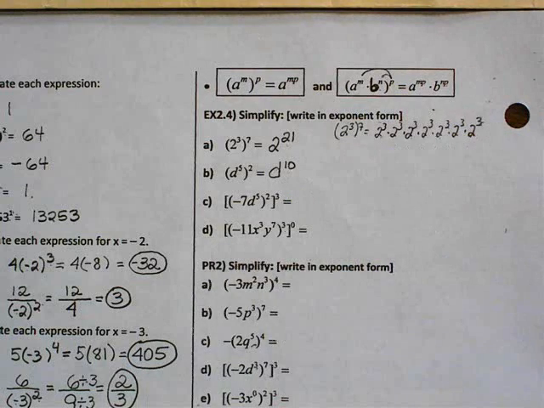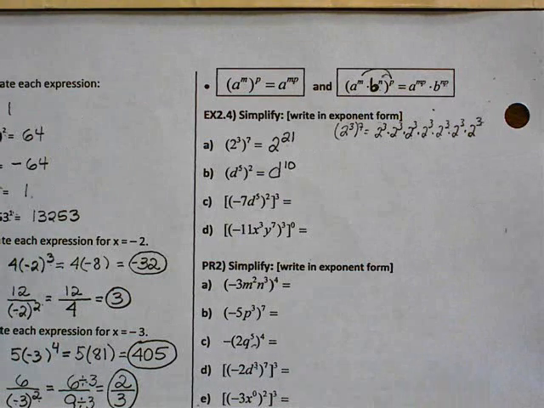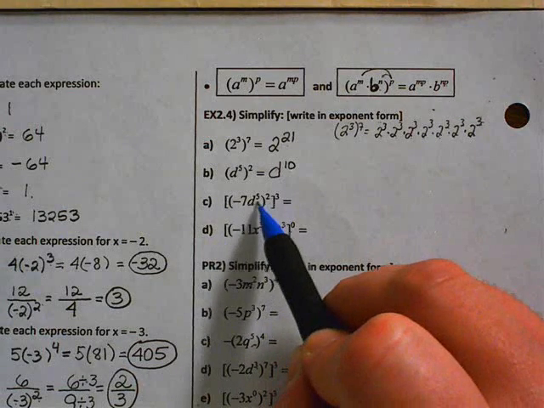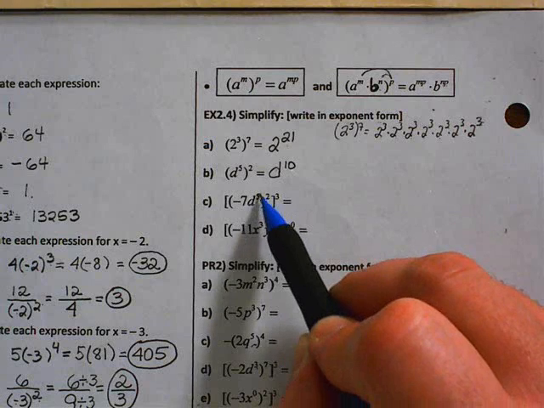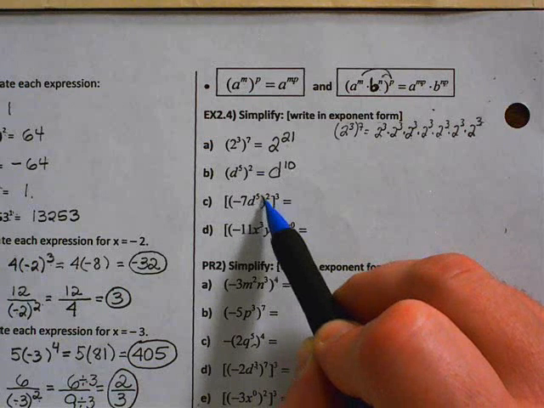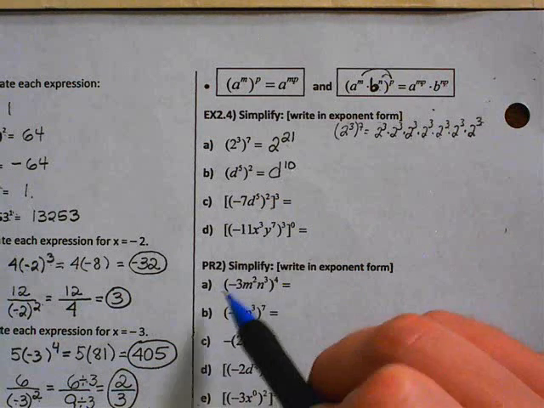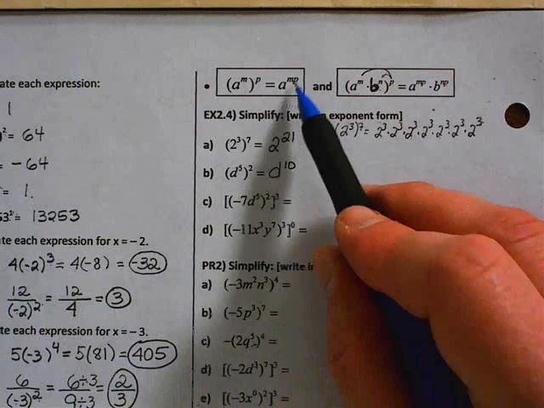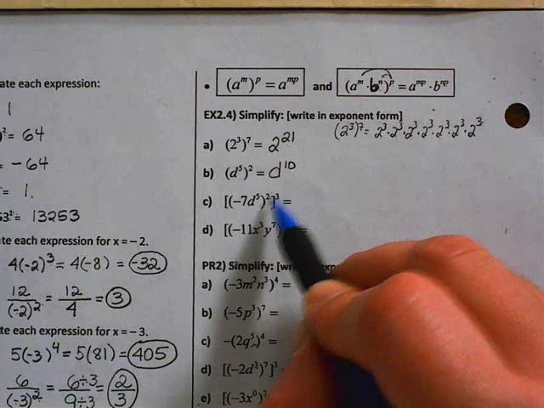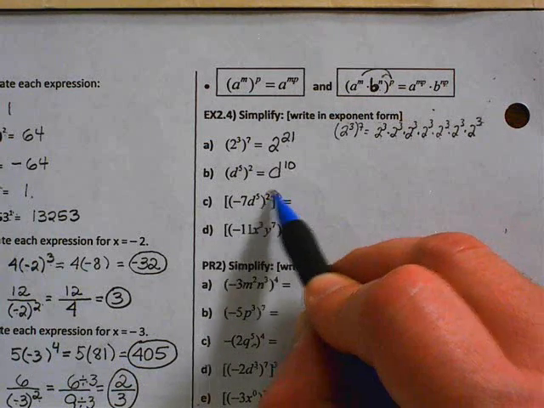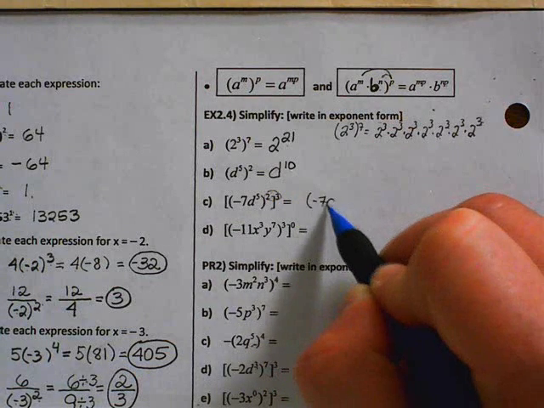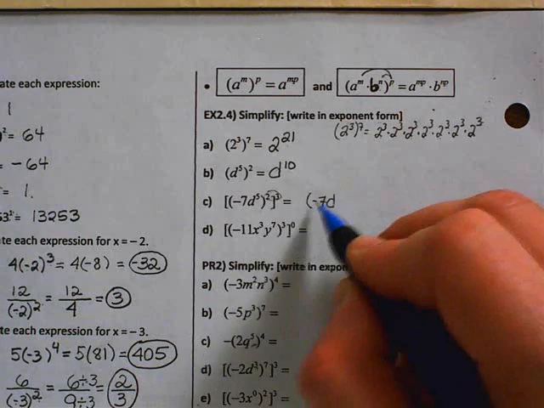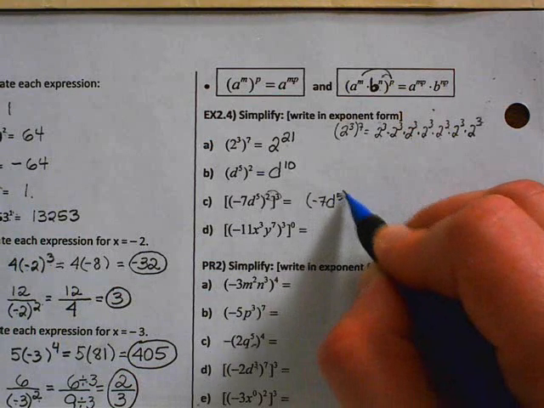Alright. Now let's look at this problem right here. I have a couple grouping symbols. I have the parentheses and I have the bracket. Basically what you're going to do is apply this rule. This is an exponent raised to an exponent, so we're going to multiply these two. So this becomes negative 7d to the 5th. Basically I just copied the sign. And I'm going to multiply that. I'm going to get 6.